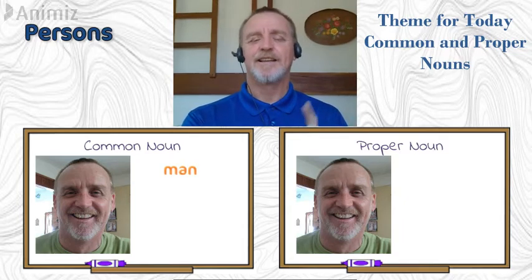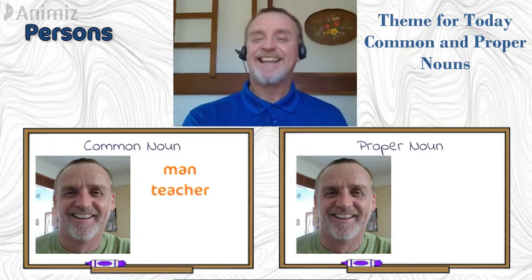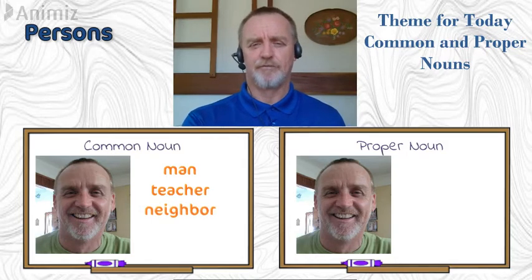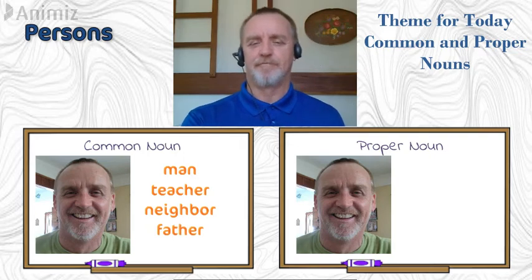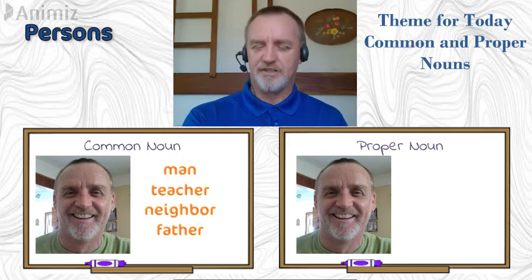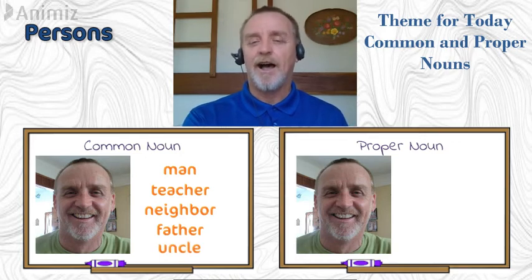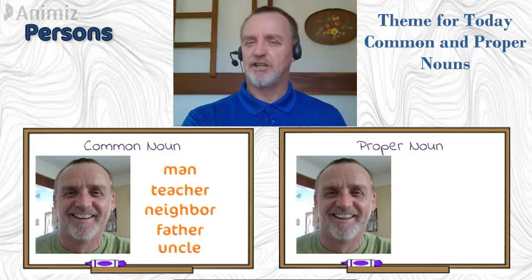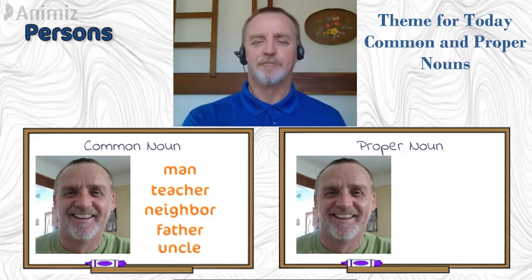That guy is a man. He was a high school teacher. In his neighborhood, he is considered a neighbor. To his son and daughter, he is a father. To his hundreds, and I mean hundreds of nieces and nephews, he is an uncle. Each of these words on the whiteboard is a common noun: man, teacher, neighbor, father, and uncle.